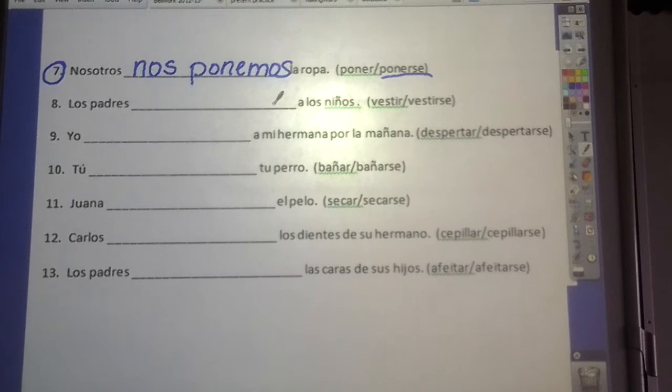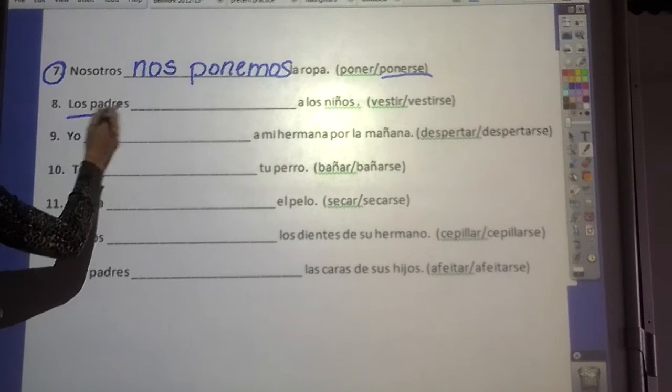Número 8. Los padres blank a los niños. Well, vestir and vestirse both mean to dress. So let's figure out if it's happening to themselves or to somebody else. So who's doing the action? Los padres.